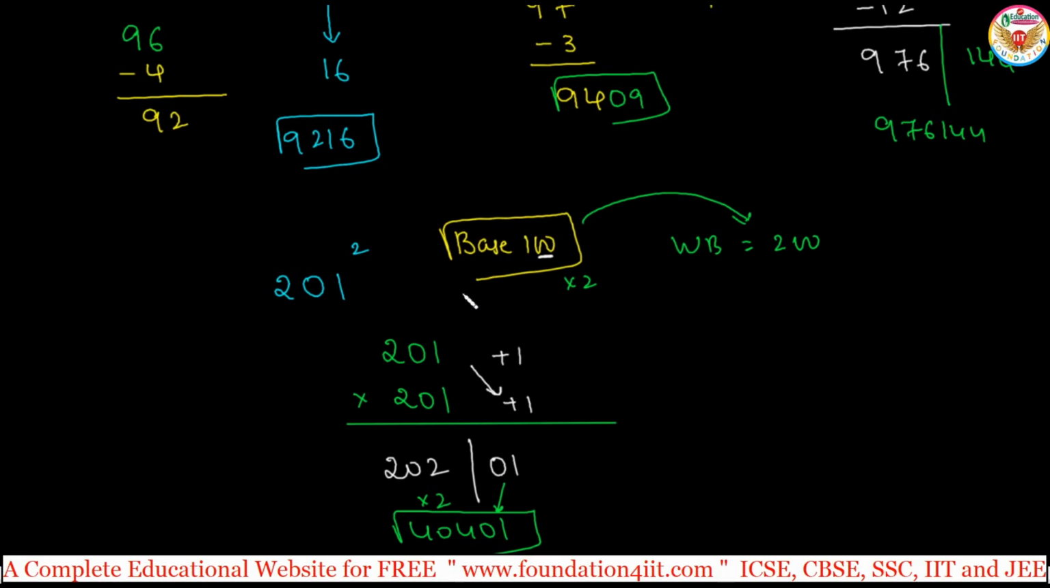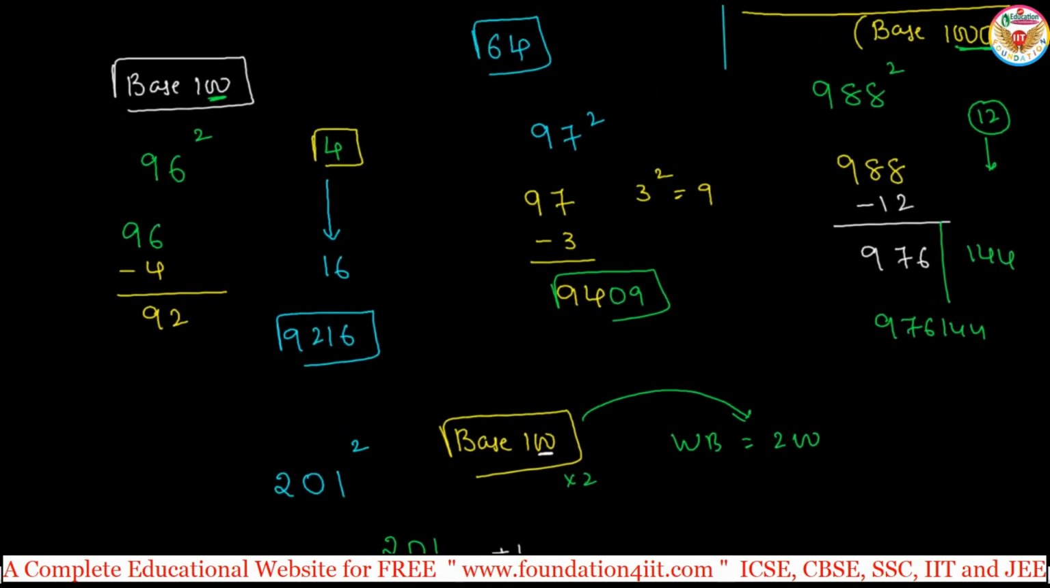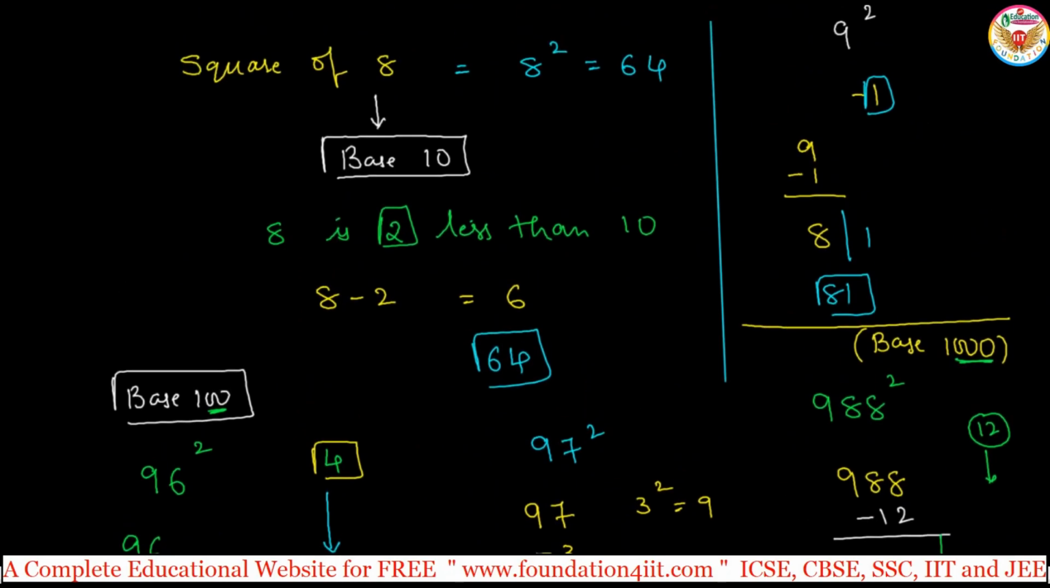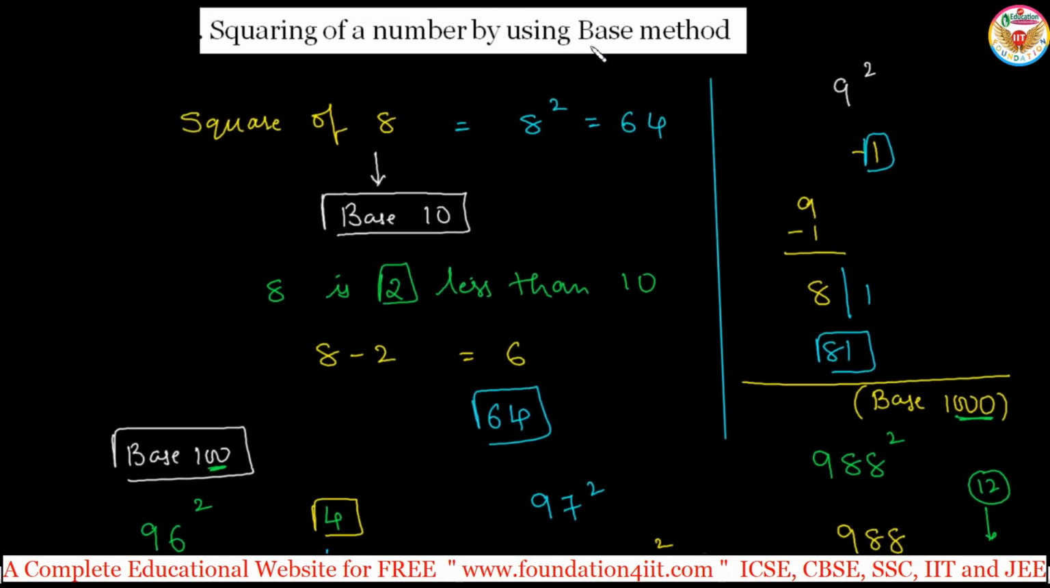Same base method, the actual base is not a power of 10, but that method can be applied for squaring. Any number that is very close to the base, that square is very simple. Okay, this is the method you can follow for these problems. If any squaring of a number using the base method, the number is very close to the base 10, 100, 1000, 10,000, and so on, just check how much gap difference there is, subtract it and make it.